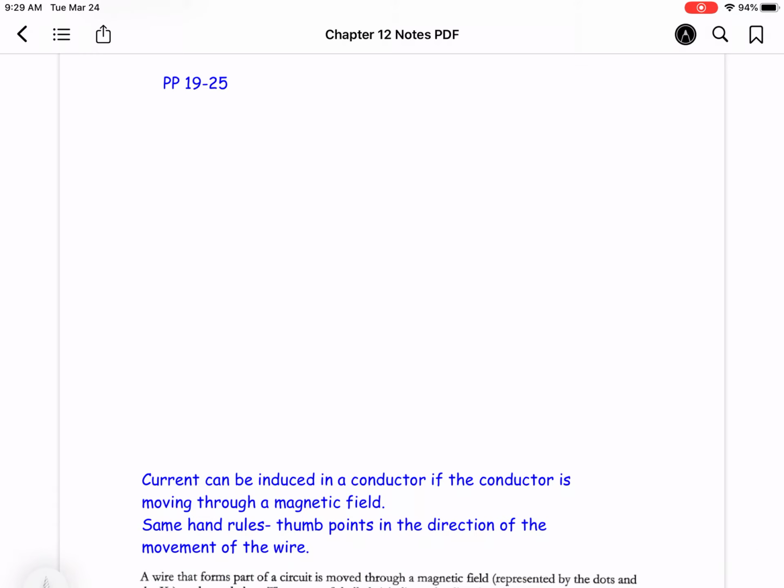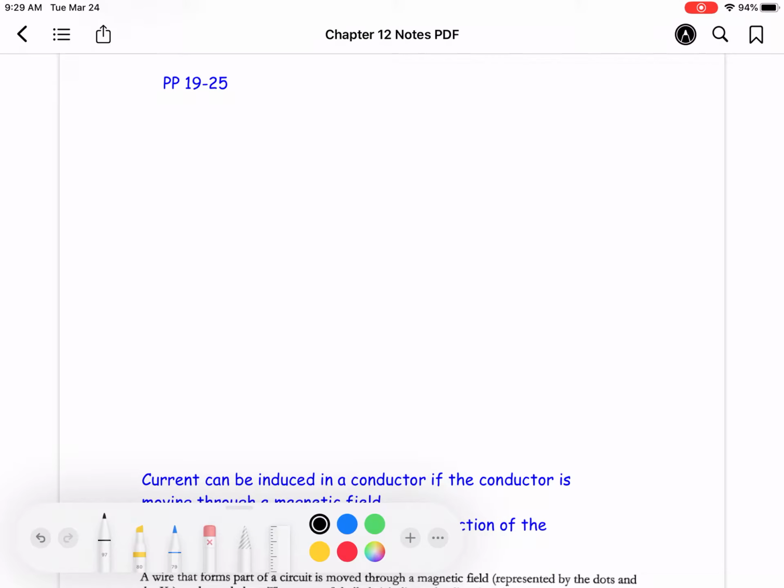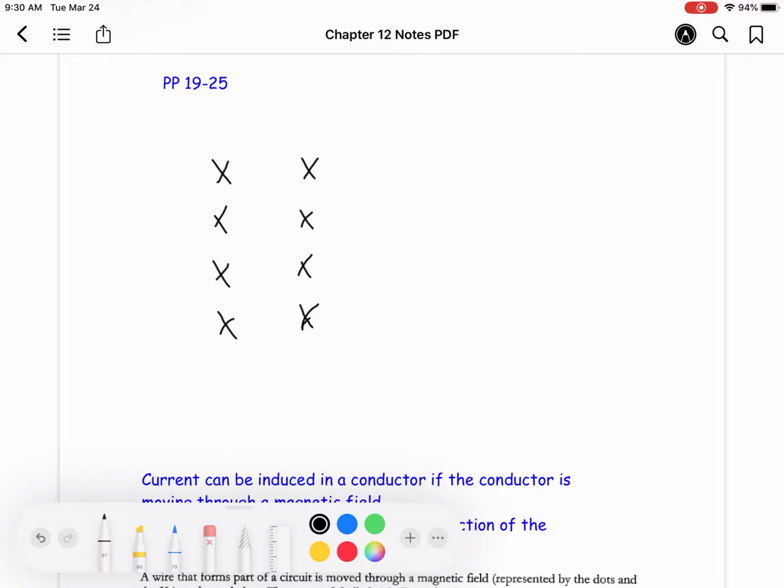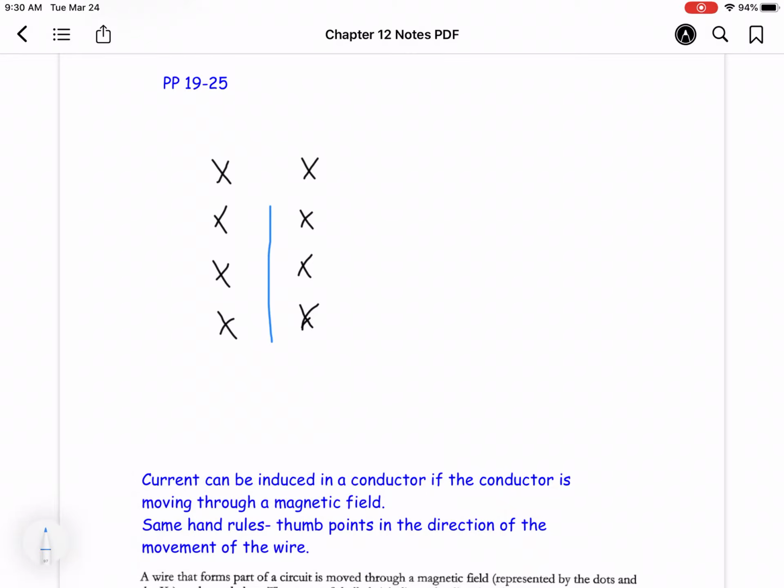Okay, so what we're going to do is I'm going to draw this out for you guys so you can get a better understanding of what they're talking about. Let's say that we have a magnetic field going into the page, and I'm going to put a wire going through that magnetic field, and it looks like so.